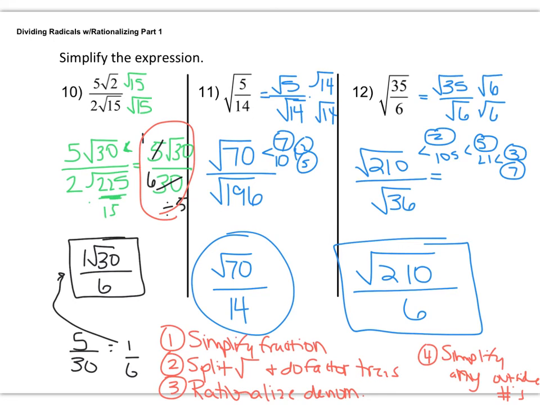Like we were simplifying over here in this one. This one had simplifying, right? The 5 and the 30 became 1 and 6. So that's what I mean by simplify outside numbers.